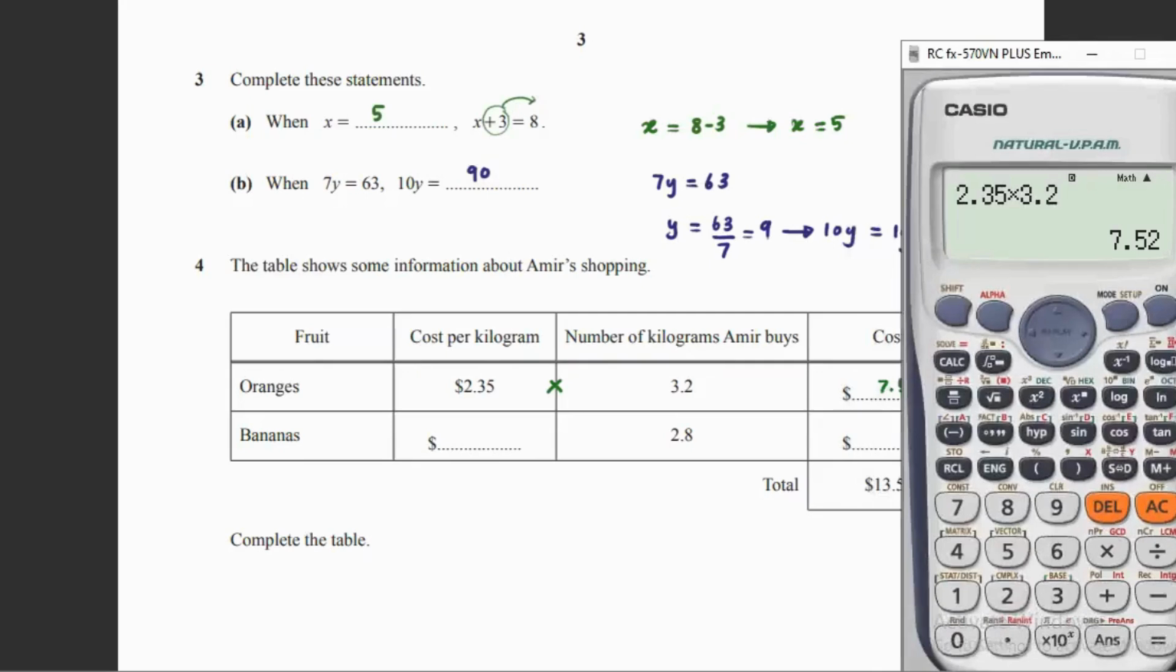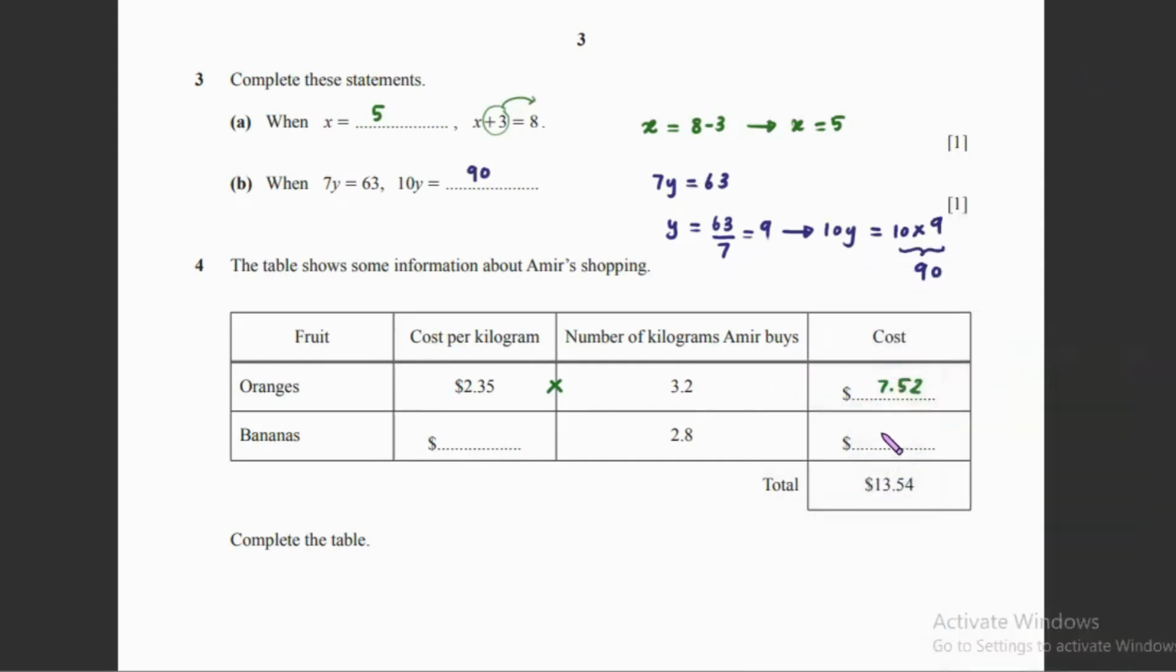So from 13.54, I'm going to deduct the answer that we got previously, which is 7.52. So I'm going to deduct 7.52 from this. When I deduct it, I end up getting 6.02. This 6.02 is going to be the cost for bananas.